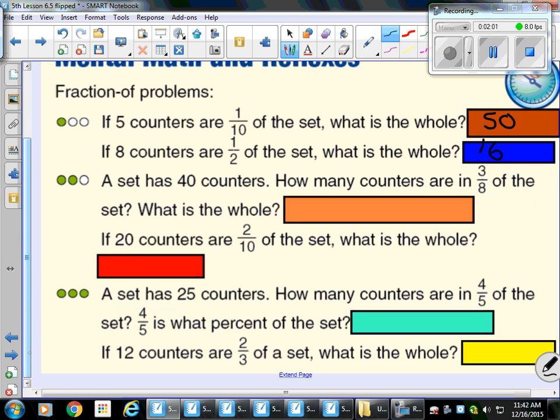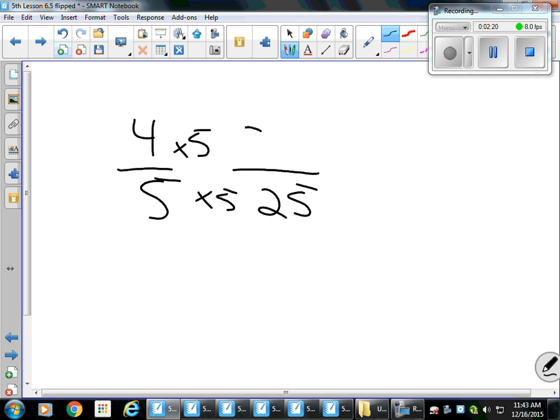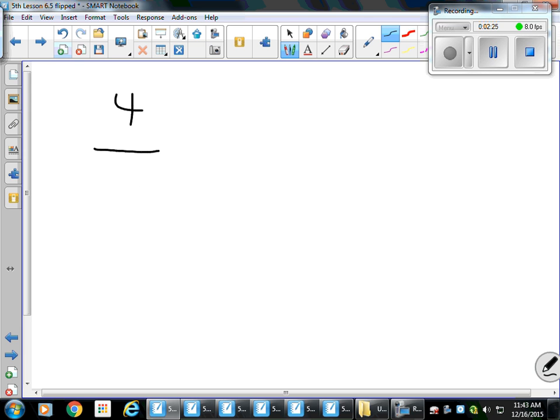A set has 25 counters. How many counters are in 4/5 of the set? 4/5 is what percent of the set? So the set has 25 counters. How many counters are 4/5? So if there's 4/5, 25 is the set, right, kids? So I have the 25 as my denominator. I'm going times 5. I'm going times 5. That equals 20. They want to know what is 4/5 as a percent.